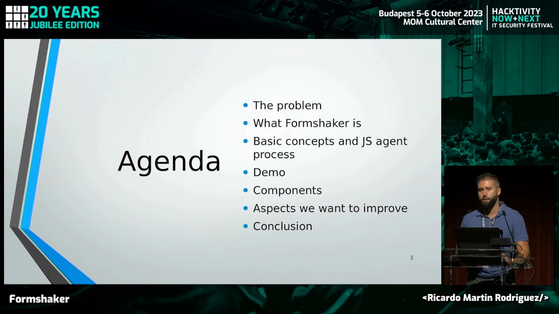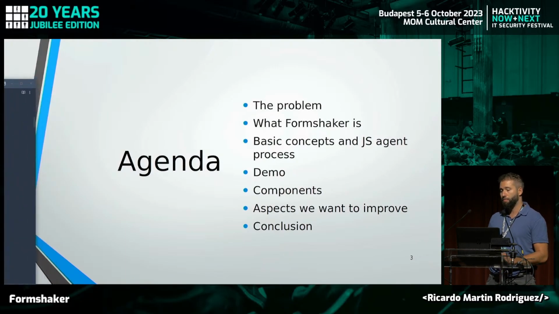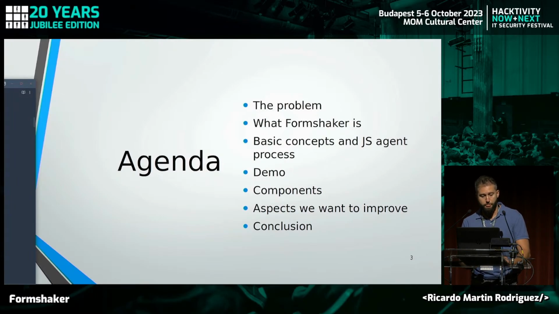This is the agenda for this presentation. First, I'm going to talk about the problem, how we came up with this idea, how we solved it. Then I'll explain what Formshaker is. Then some basic concepts on which the application relies to function, as well as break down the EAS agent. I'll show you some demos if time allows it. Then I'll talk briefly about some components the application is made up of, as well as some aspects we'd like to improve in the future. And then, to wrap up, the conclusion.